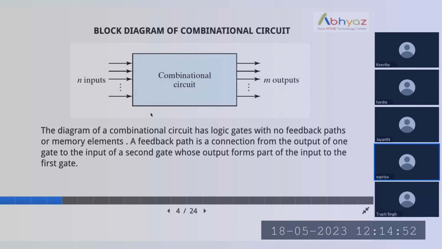In the block diagram of the combinational circuit, n inputs give a combination of m outputs, and the number of input combinations is 2 power n, as we know from the basic 2 power n combinational circuit of the logic paths. There is no feedback path and no storage element in a combinational circuit. What is a feedback path? A feedback path is a connection from the output of one gate to the input of a second gate, whose output forms part of the input to the first gate.